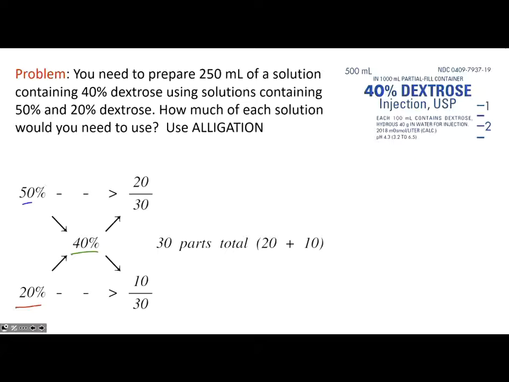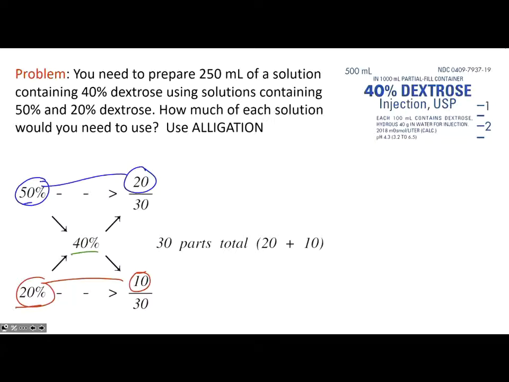Remember to drop the units, you're in parts. So 50 minus 40 is 10, so 10 is directly across from the 20%. Diagonally, going from the bottom left up to the upper right, take 40 minus 20 and you get 20, all right? Then I would remind you that the 20 parts here refers to the 50%. The 10 parts here will represent the 20%.